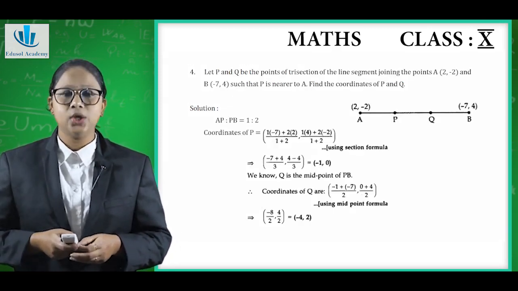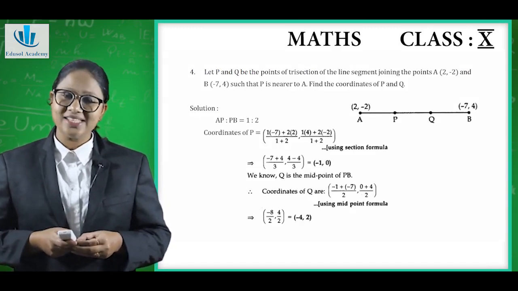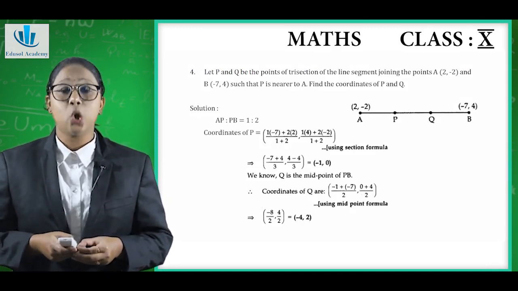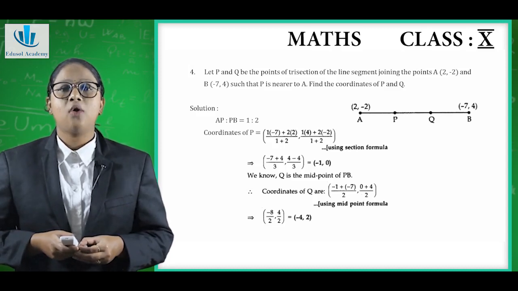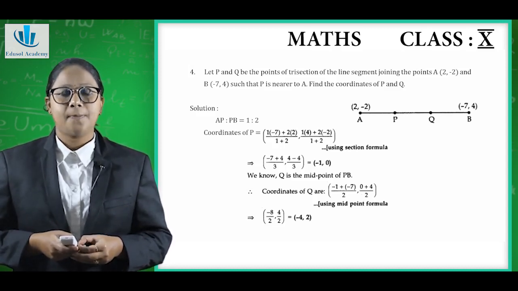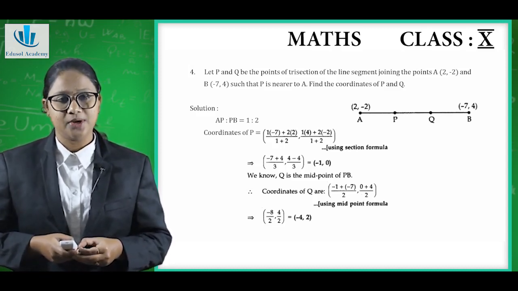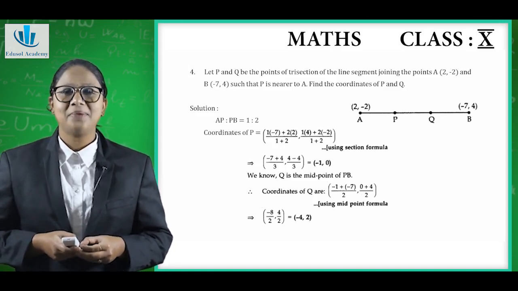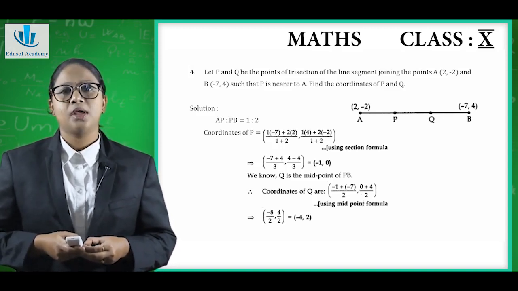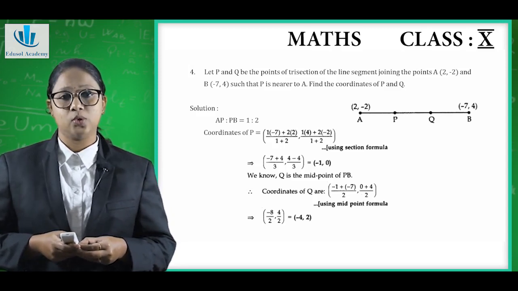Let P and Q be the points of trisection of the line segment joining the points A (2, negative 2) and B (negative 7, 4), such that P is nearer to A. Find the coordinates of P and Q.